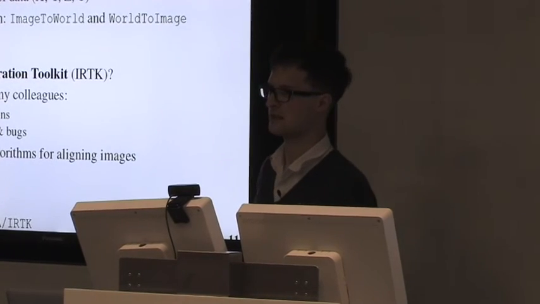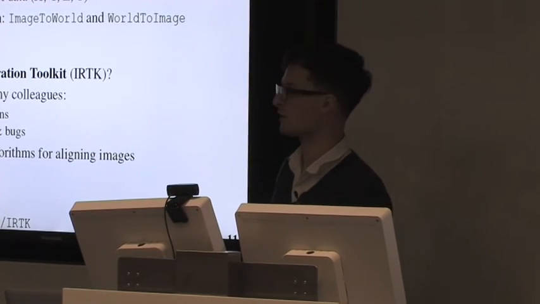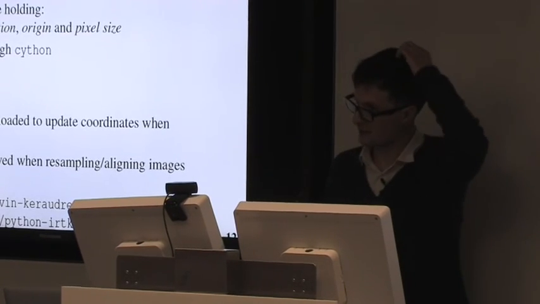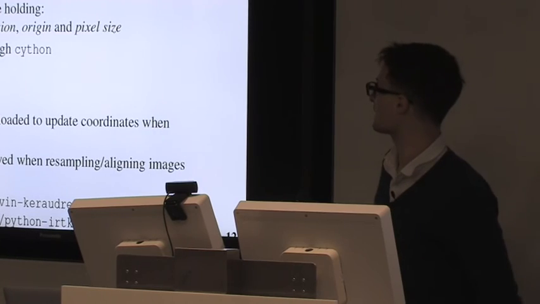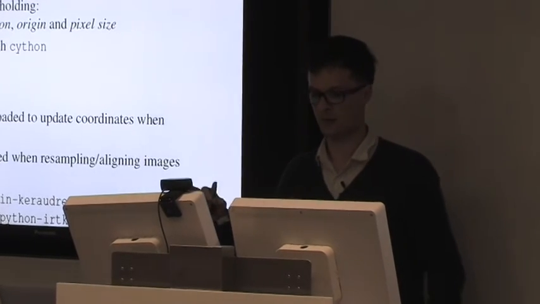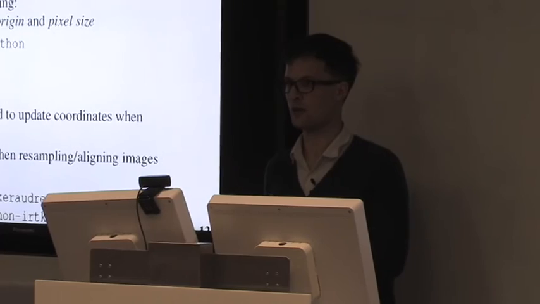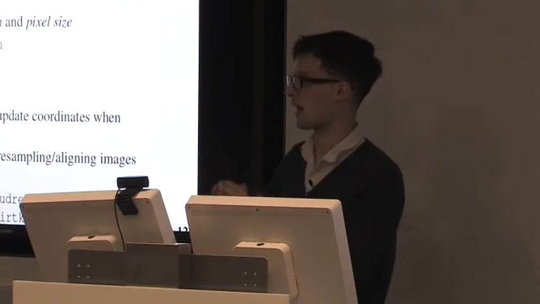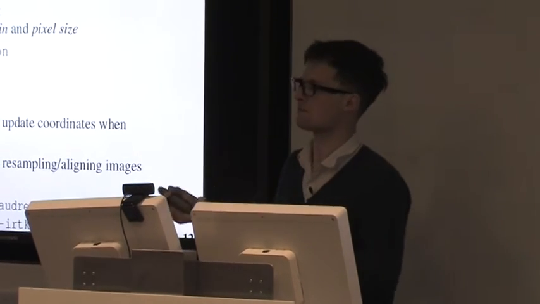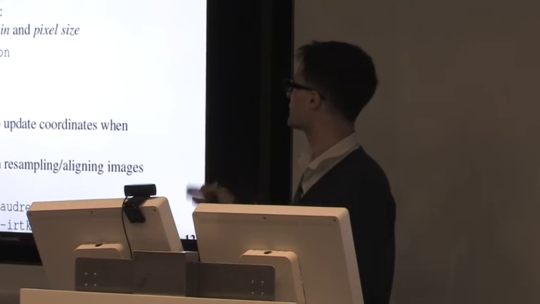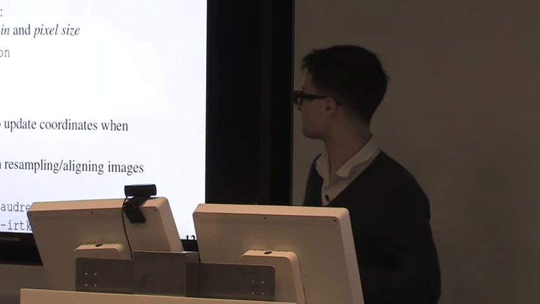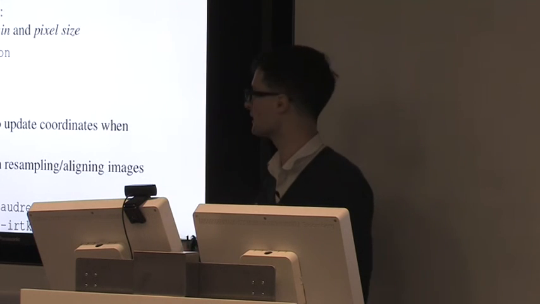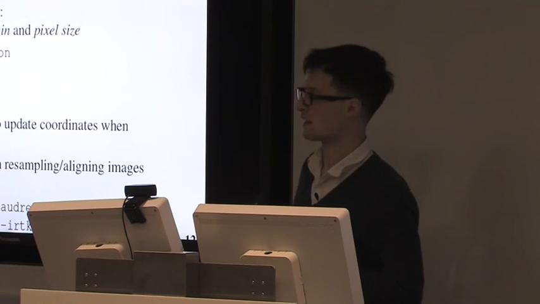And also, IRTK provides state-of-the-art algorithms for aligning images. So the way I interface IRTK with Python was through Cython. I defined a medical image as a subclass of a NumPy array, and with it comes an attribute, which is a dictionary holding the dimension of the image, the orientation, the origin, and the pixel size. Let's say 1 pixel is 1 millimeter by 1 millimeter by 4 millimeter. And so I access IRTK through Cython.